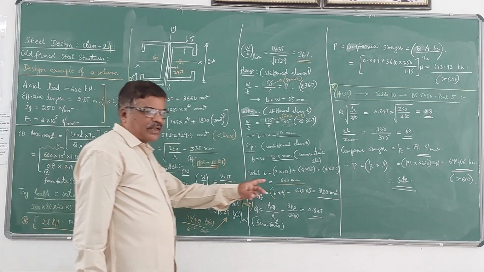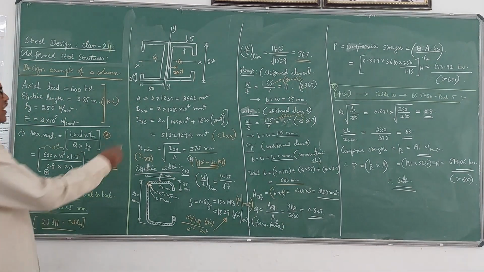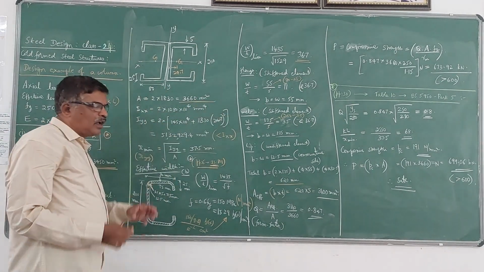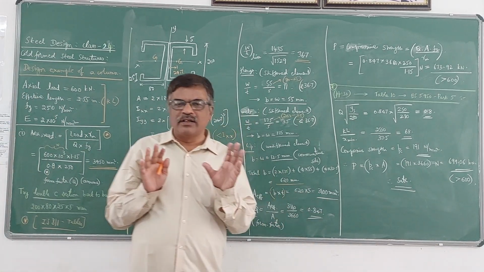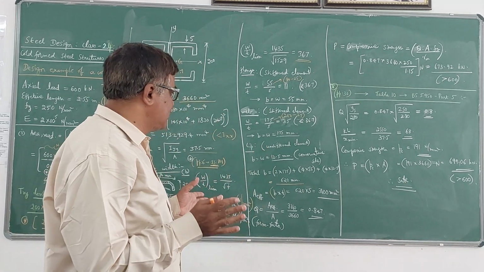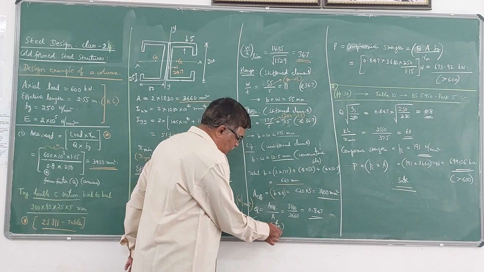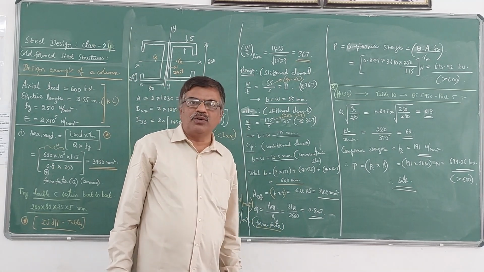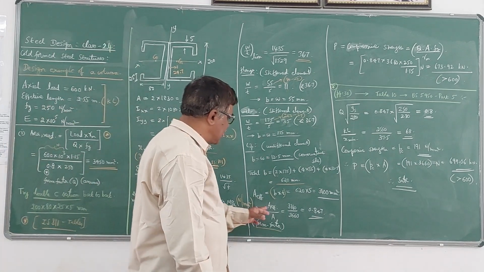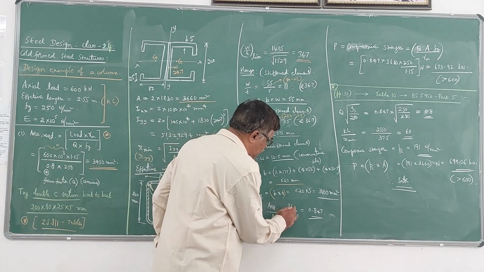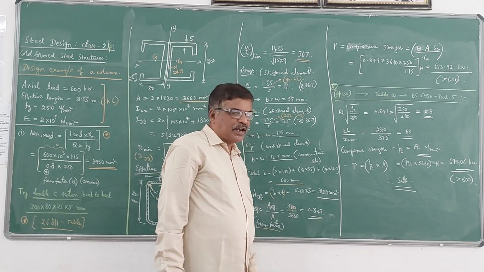So this is the effective area. The gross area is 3660. Please note here, this is your gross area of the section. Out of the gross area, only this much area is effective. That means most of the load is carried by this much area. After that, we have to calculate a parameter called form factor Q, which is given by the ratio of effective area to gross area, 3100 divided by 3660, so 0.847.